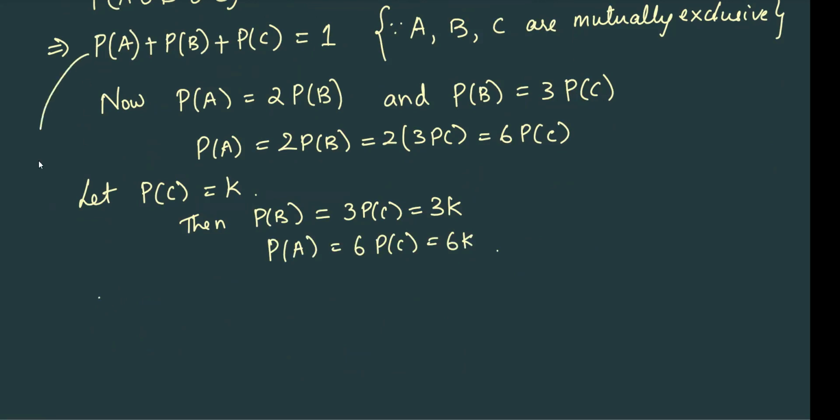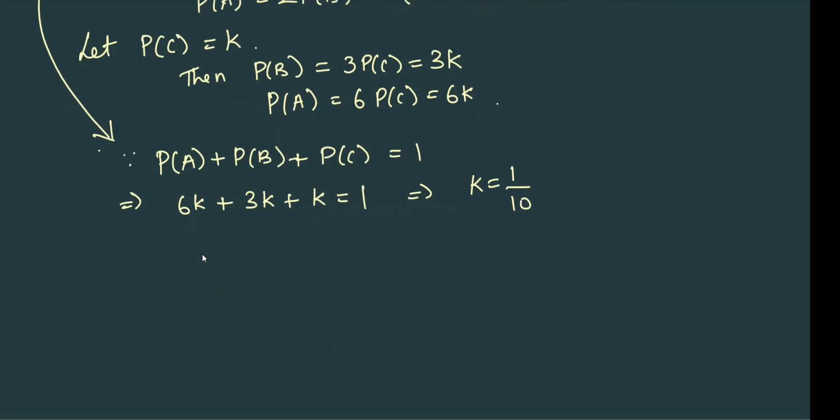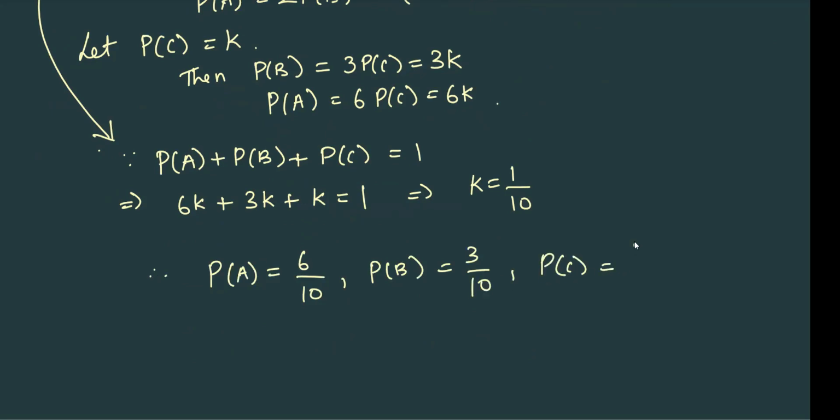Now, because they are mutually exclusive, since P of A plus P of B plus P of C is equal to 1, we get 6K plus 3K plus K is equal to 1. So we get 10K is equal to 1, K is 1 over 10. Thus, P of A is 6 over 10, P of B is 3K, which is 3 over 10, and P of C is 1 over 10.